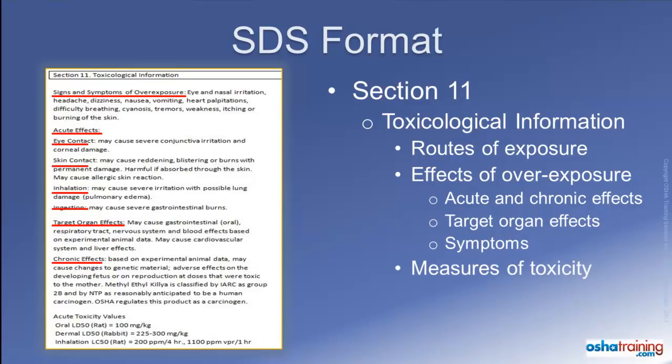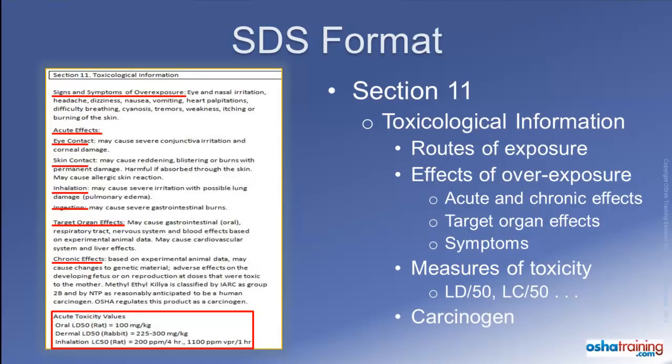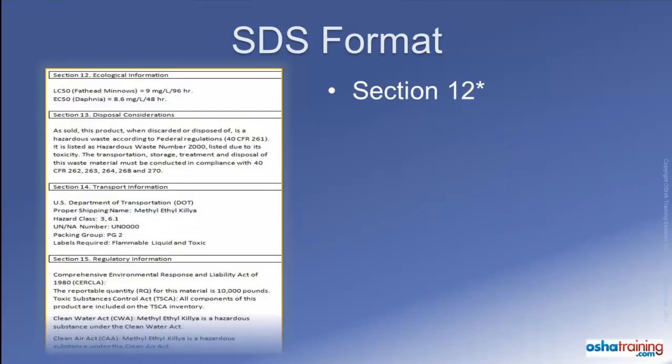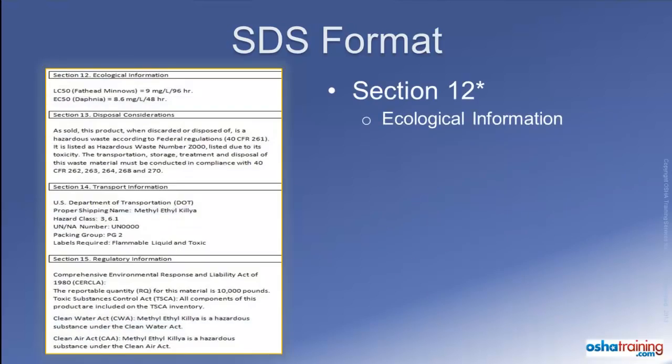There will also be specific measures of toxicity where applicable, such as LD50. That is the estimated amount of a substance expected to kill half of exposed test animals in a single dose. And if a chemical is listed as an actual or potential carcinogen, that information will be provided in this section too.